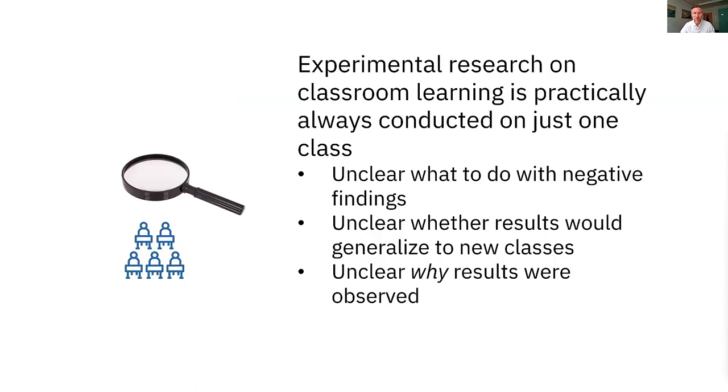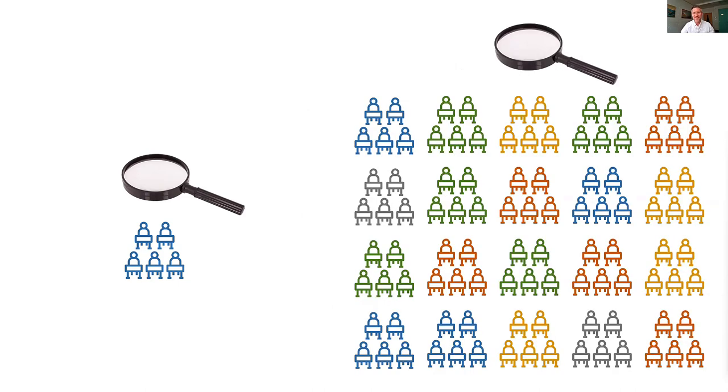So just to bring us back to what Mark Schneider said and what I've been saying, when people do experimental research on classroom learning, it's practically always just conducted in one class. And when you observe nothing, it's unclear what to do with that. It's unclear whether your results are emblematic of what would be observed in other classes. And even if you observe something, it's not clear why, whether there's a generalizable causal effect that you've observed, or instead, maybe there's just something weird and idiosyncratic about the sample that you've made. And if this is the problem, it should be pretty clear what the solution is. So instead of just doing research on one class, you should do it on many classes. And that's why we call our project ManyClasses.